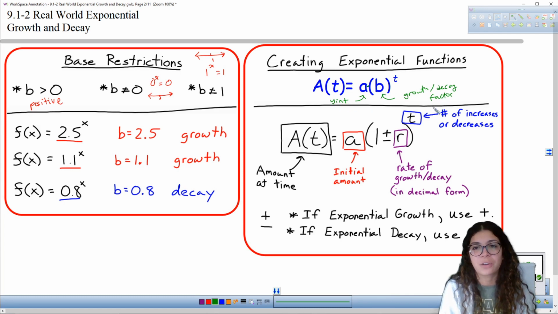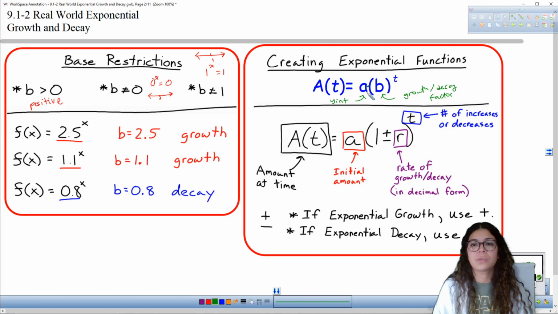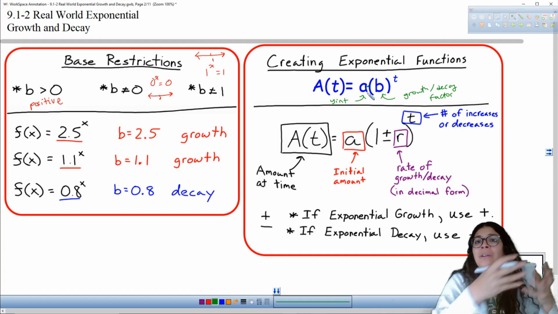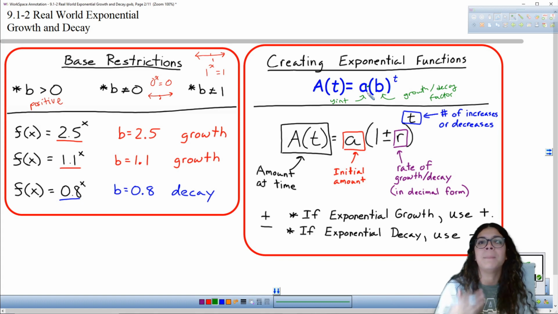Now, how do you find that growth or decay factor if you have a rate? So if I tell you that it's tripling every hour, then your growth factor would just be 3. It's growth because tripling would mean that you are increasing, right? The number is getting bigger. So that would be a growth factor of just 3. So in the base here, it would be 3.